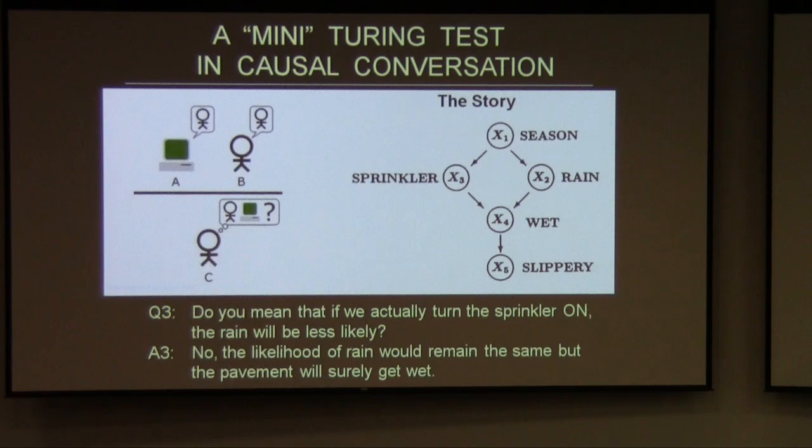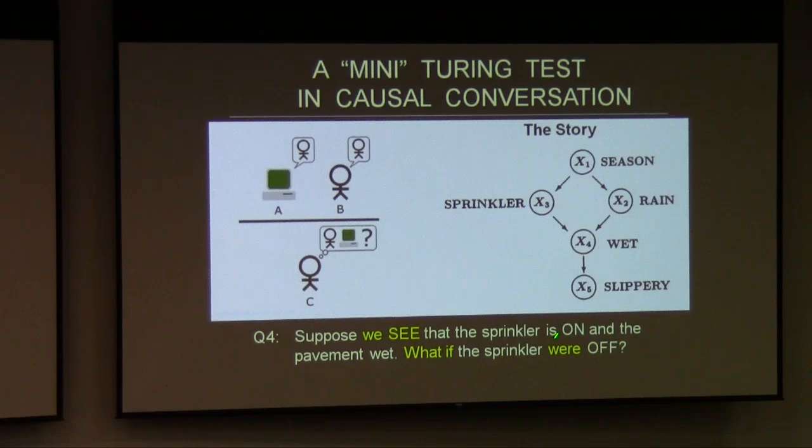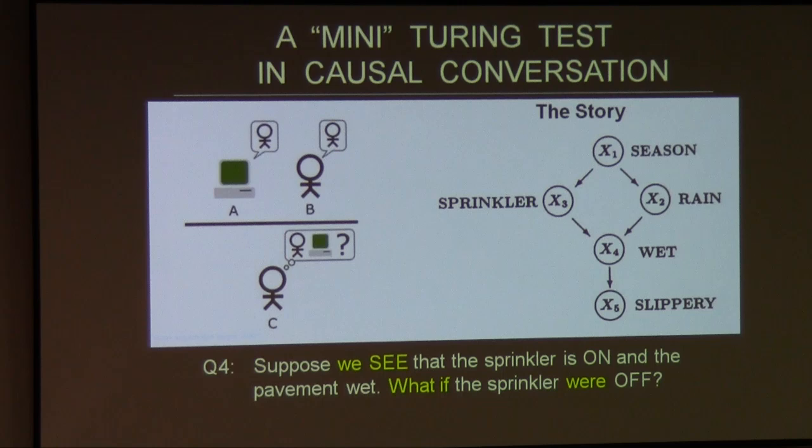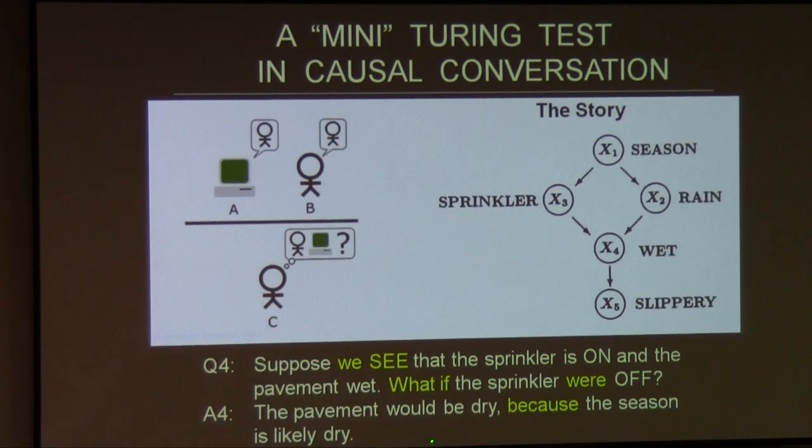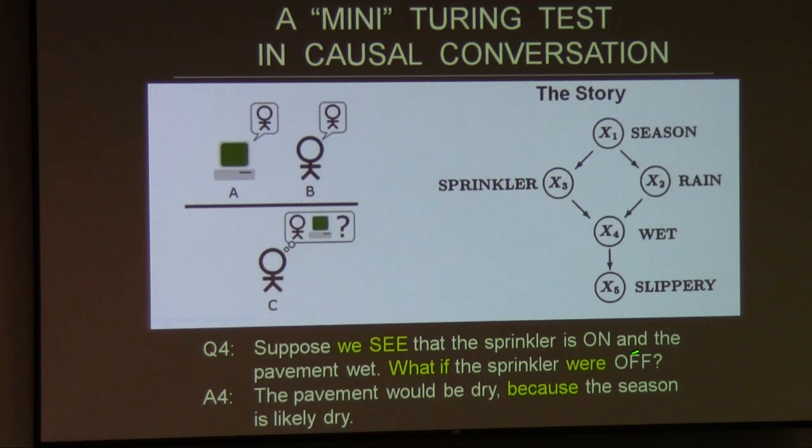And now comes the fourth one, which is counterfactual. Suppose we see the sprinkler is on and the pavement is wet. What if the sprinkler were off? So you're changing the universe. You're looking into a parallel universe in which everything is the same except the sprinkler were off. And you want the machine to answer like that. The pavement will be dry because the season is likely dry. Otherwise, the sprinkler will not be on.